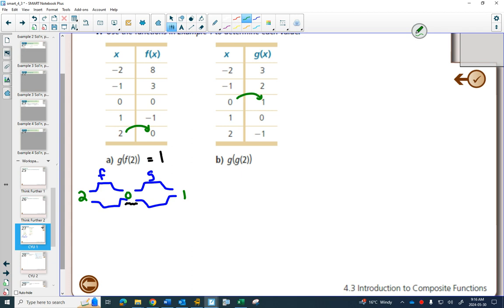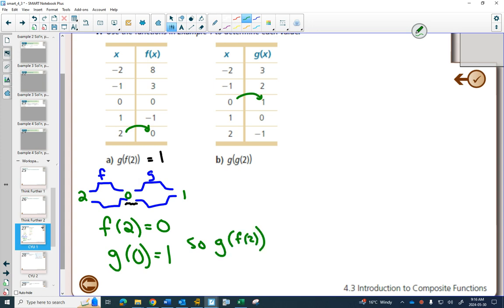So if I was showing my work, I might go, well, I know that f of 2 is equal to 0. And then I would have g of 0 is equal to 1. So g of f of 2 is equal to 1.